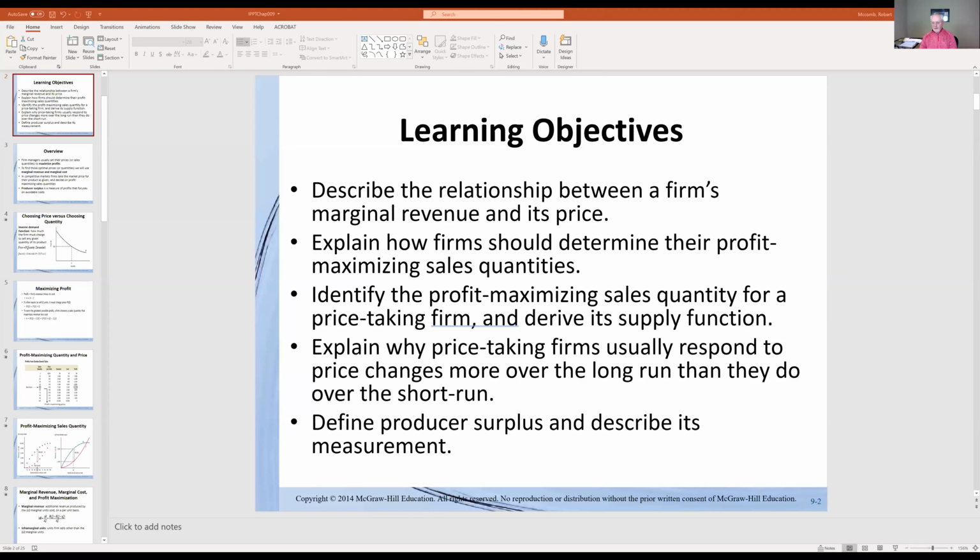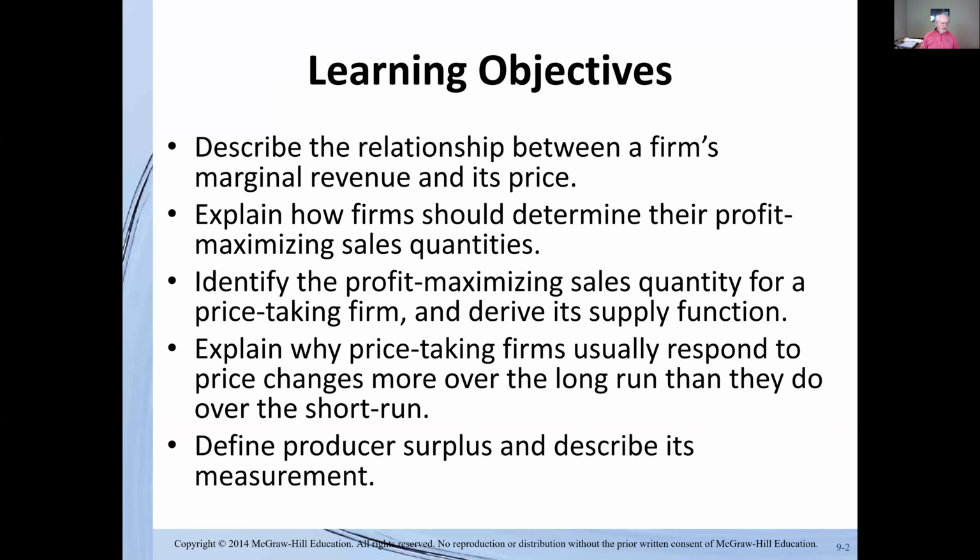So let me share the screen here for a second. And I want to do this just a little differently than I have in the past. I want to use my whiteboard. I personally think that the PowerPoint that the McGraw-Hill people have provided isn't very good.